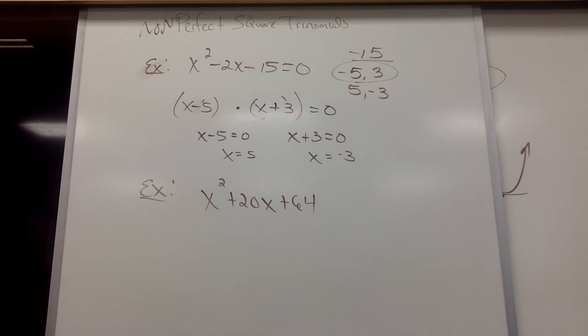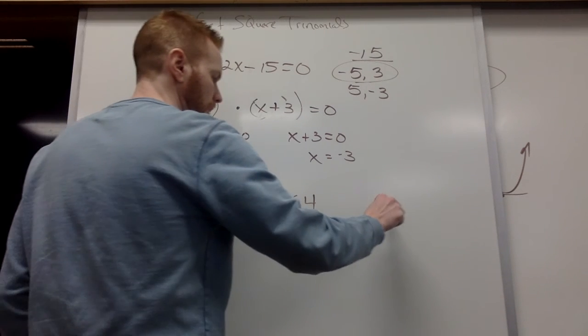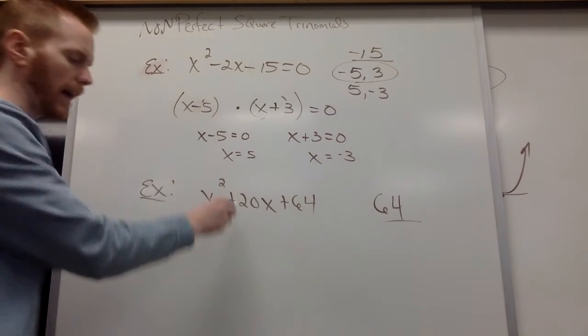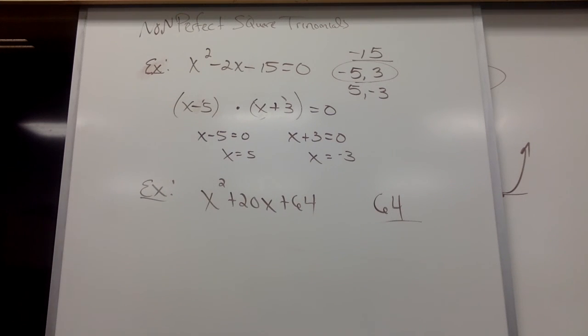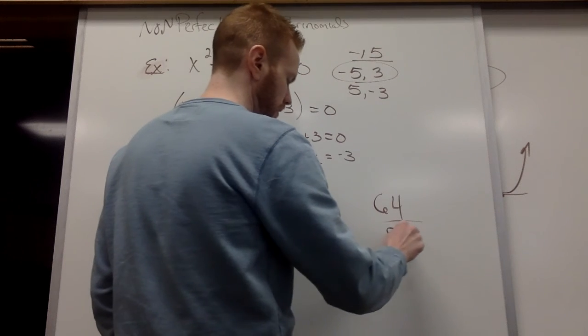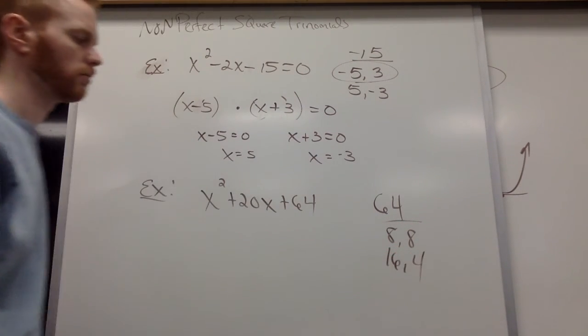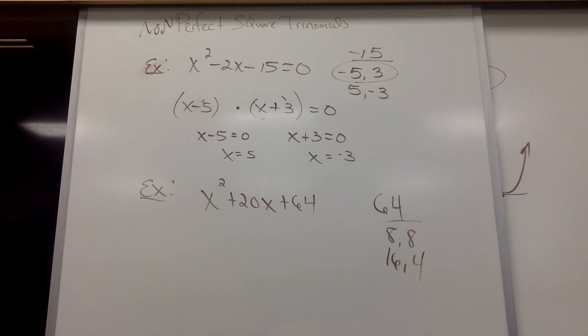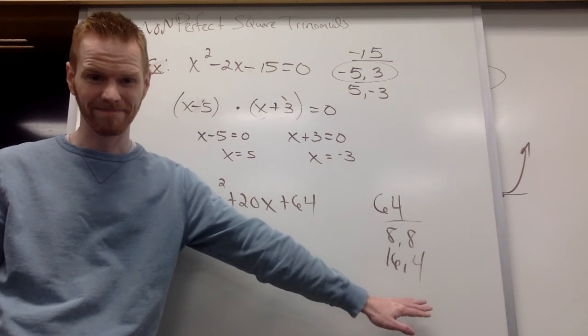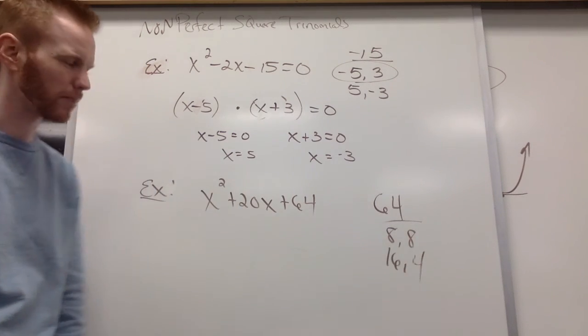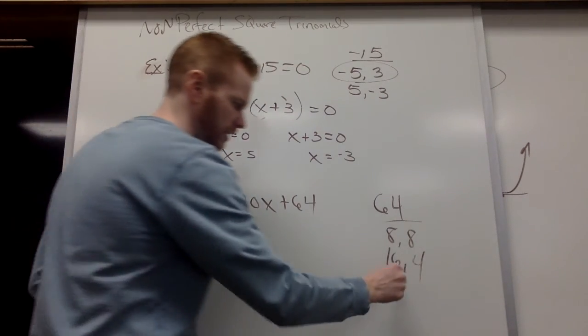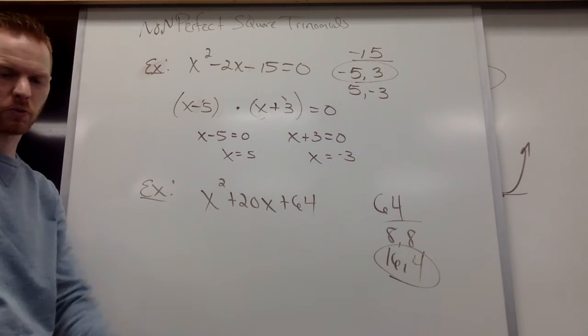Pause the video, see if you can factor this yourself. I want to find factors of 64, and when I add them together, I get 20. So 8 and 8 gives me that. 16 and 4 also give me that. So which one of those? Now there are more. I'm going to be very clear, there's a lot more here. Okay? I just stopped there because I can see it. It's going to be, what, 16 and 4? Because when I add them, I get 20.